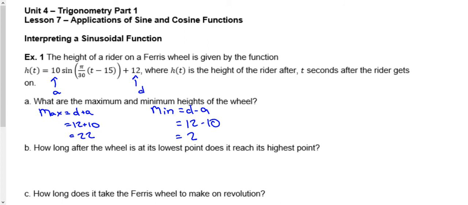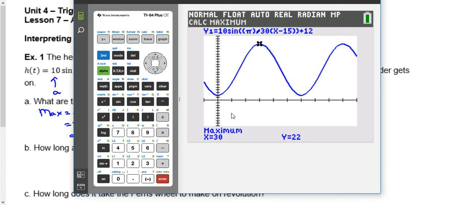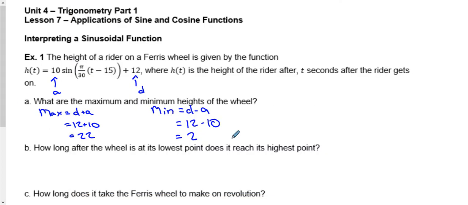And if you had done the same thing to find the minimum, you would have had a minimum value of y equals 2. So again, 2 different ways to do this. I like using the equation. I also like sketching a quick picture as well.